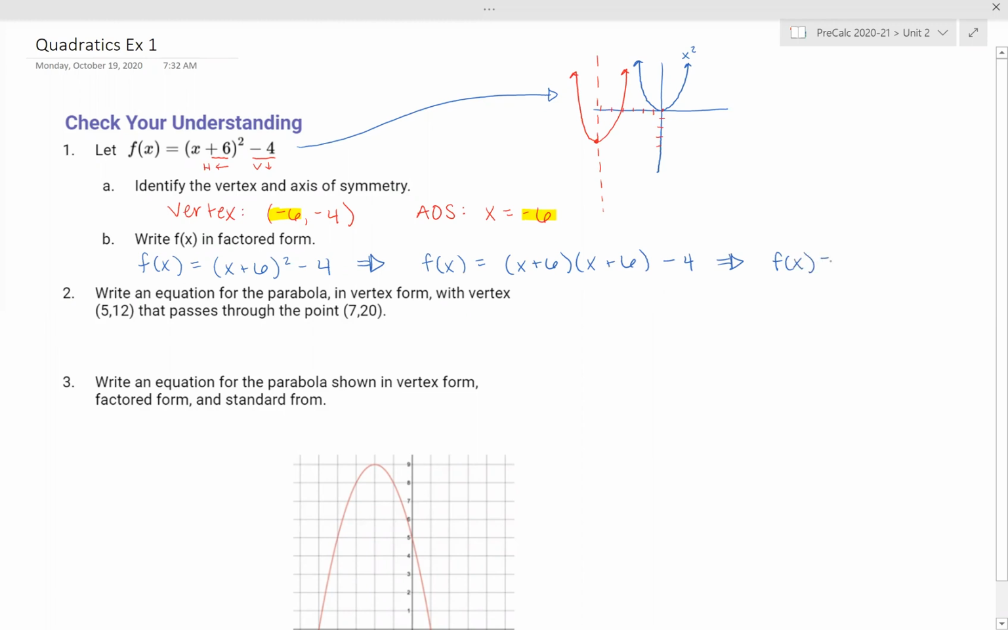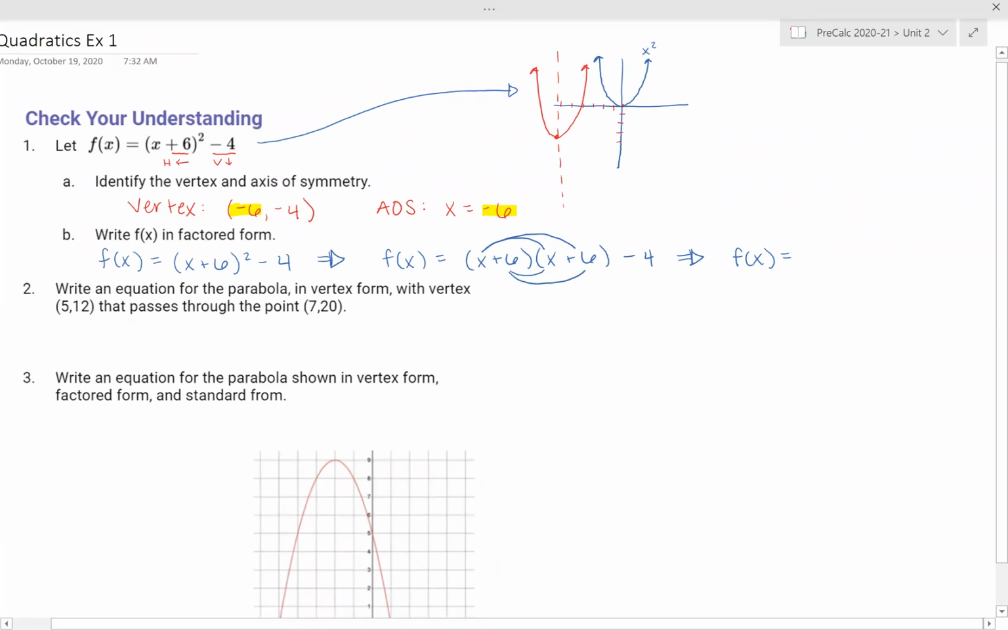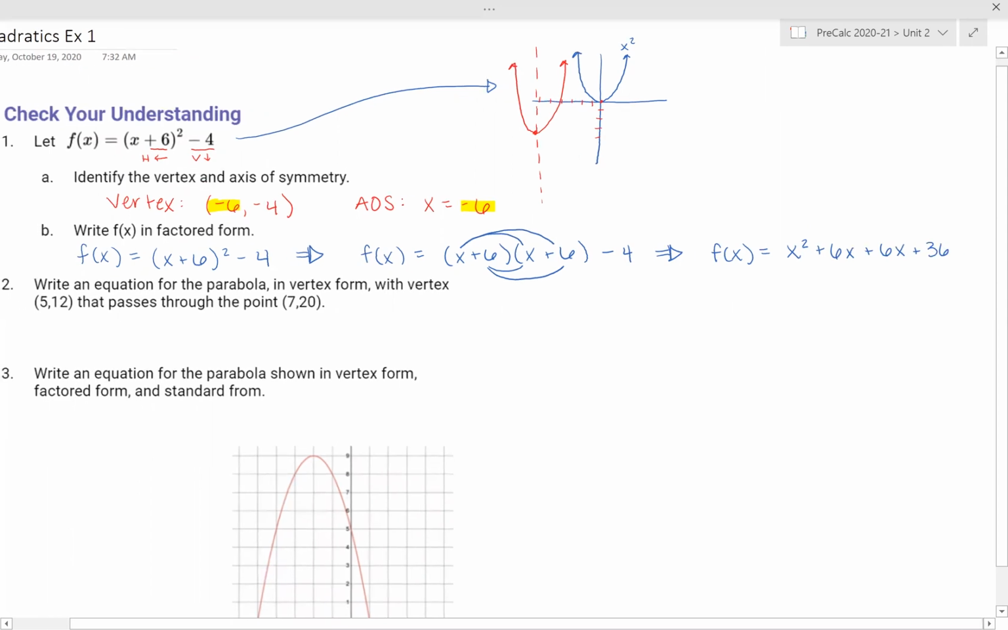If I have (x plus 6) times (x plus 6), that's where we go back and we distribute, or some of your other teachers might have called it foiling. So x times x gives us x squared. x times 6 is 6x. 6 times x is 6x. 6 times 6 is 36. And that minus 4 still at the end.